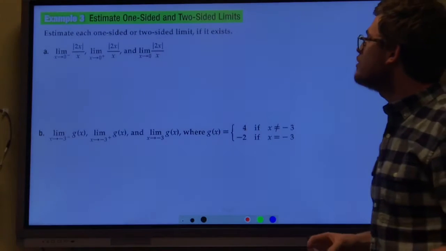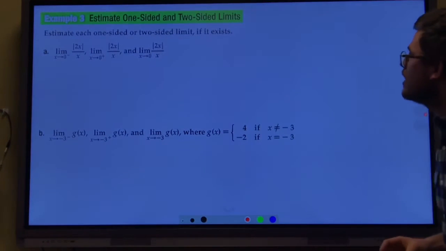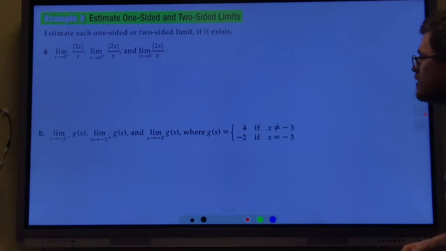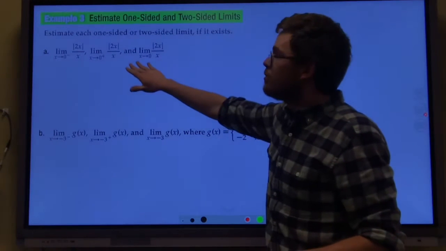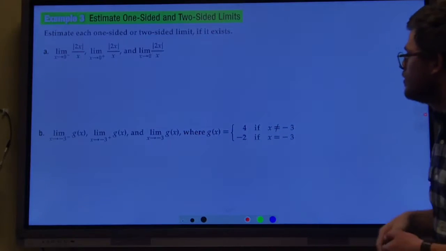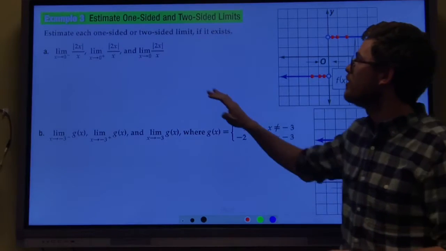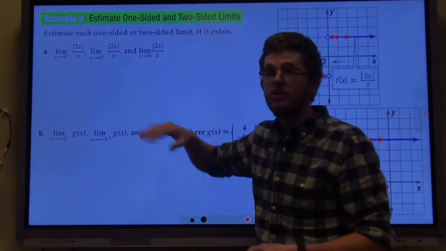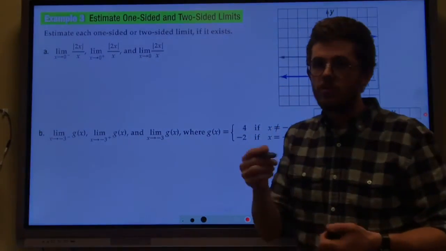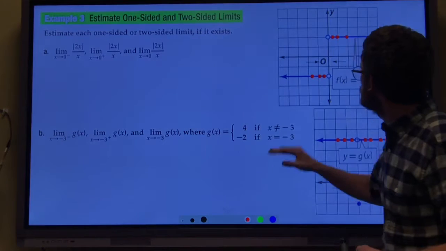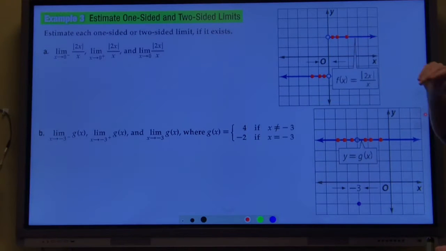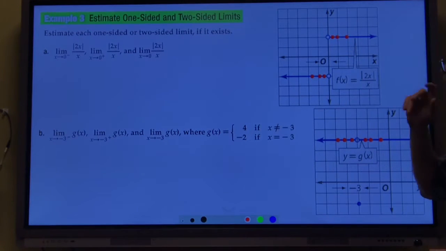So here it says, estimate each one-sided or two-sided limit if it exists. So I'm just going to go ahead and put the graphs up for these. You could type this first one into your calculator, or even pull out a table of values. But we should be able to get a graph that looks like this.